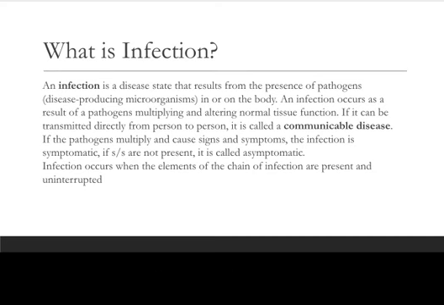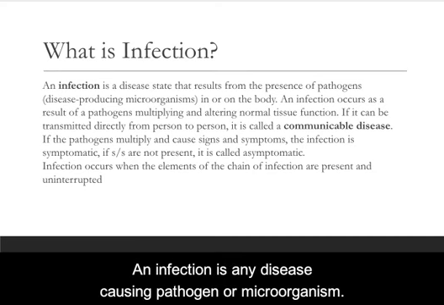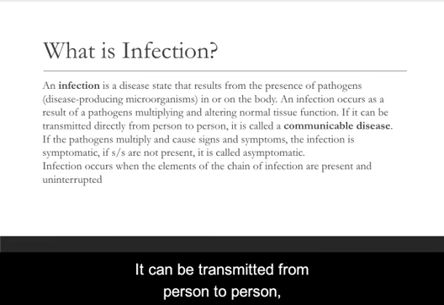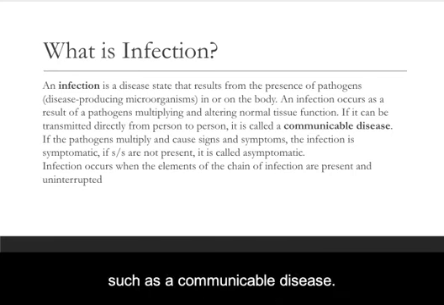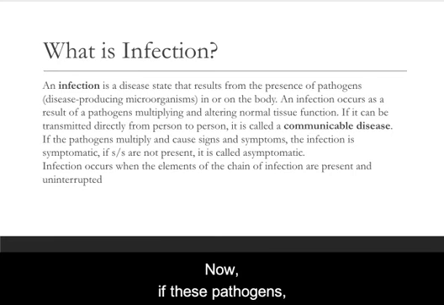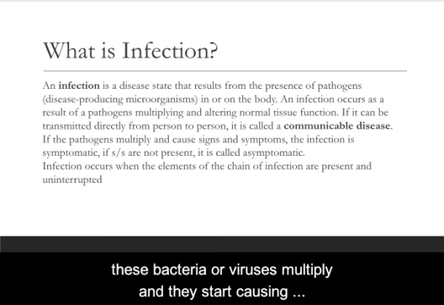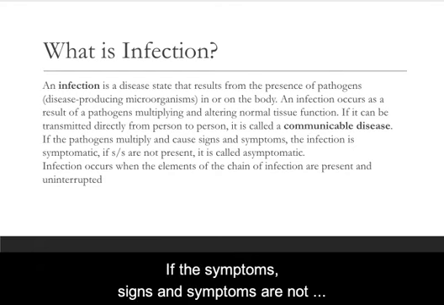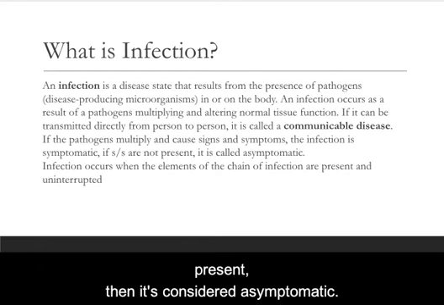What is an infection? An infection is any disease-causing pathogen or microorganism. It can either be on your body or in your body. It can be transmitted from person to person, such as a communicable disease. Now, if these pathogens, these bacteria or viruses multiply and start causing symptoms, then it's called symptomatic. If the signs and symptoms are not present, then it's considered asymptomatic.